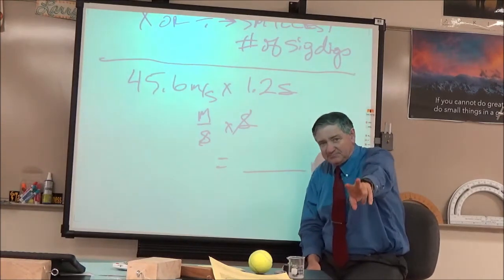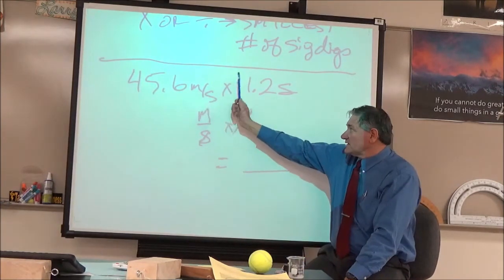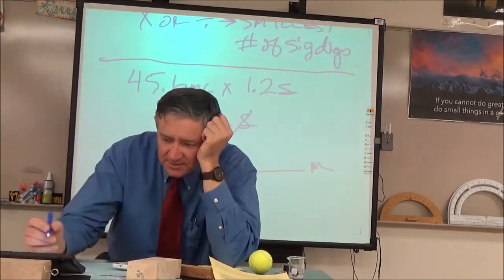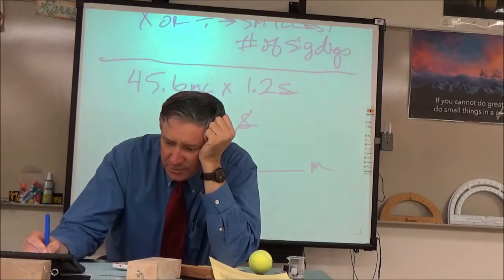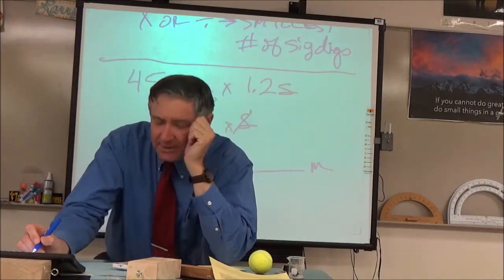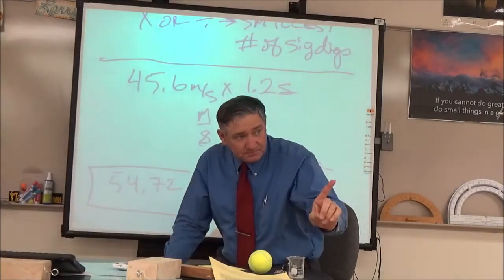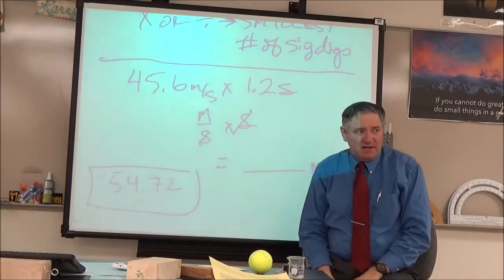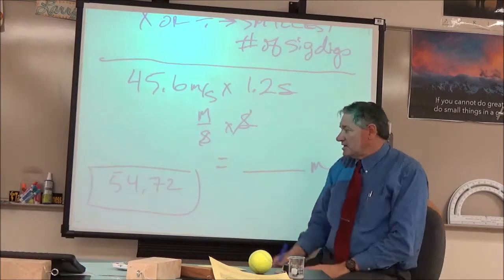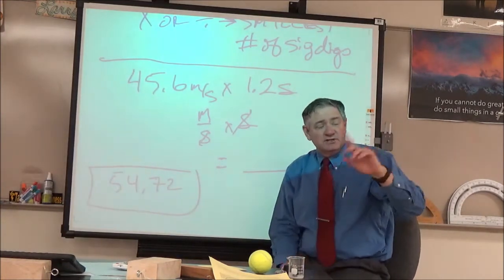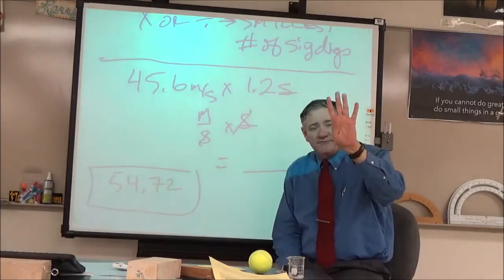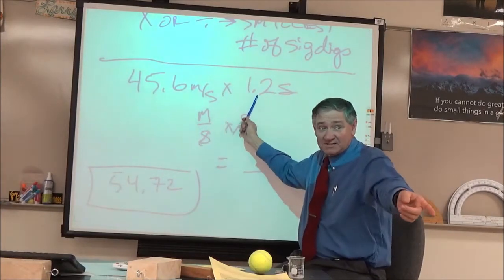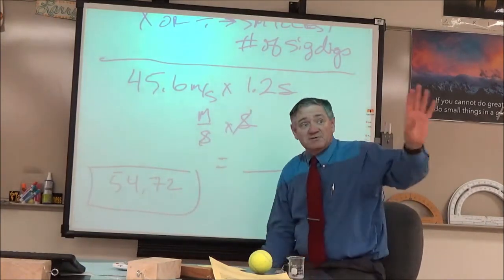So, Sebastian, punch this into your calculator. Take 45.6 times 1.2 and tell me exactly what the oracle says the answer is. 54.72. Okay? So according to the oracle, this is your answer, 54.72. Can I put that as my answer? No. Because if I put this as my answer, you're going to tell me that every measurement that you had 4 significant digits. At best, this one has 3, this one has 2. So none of my measurements have 4 significant digits.